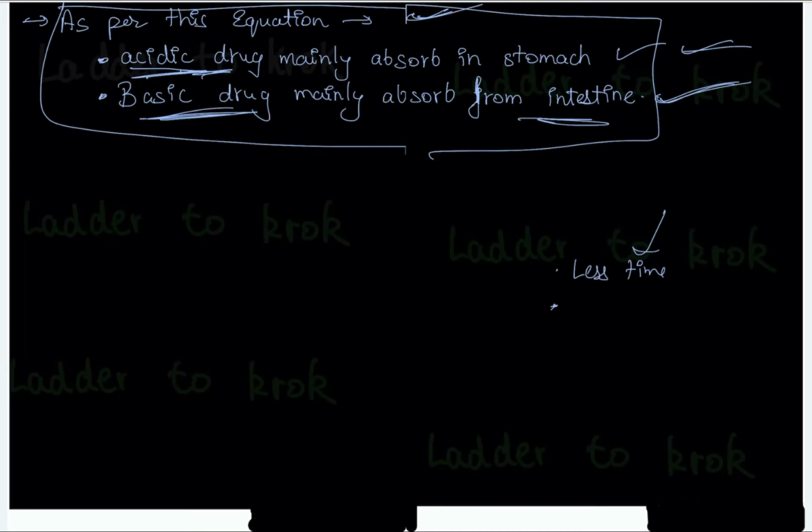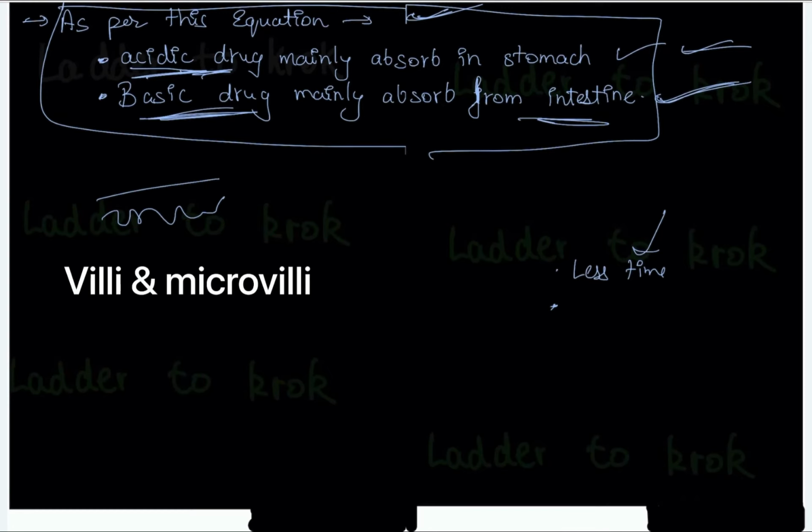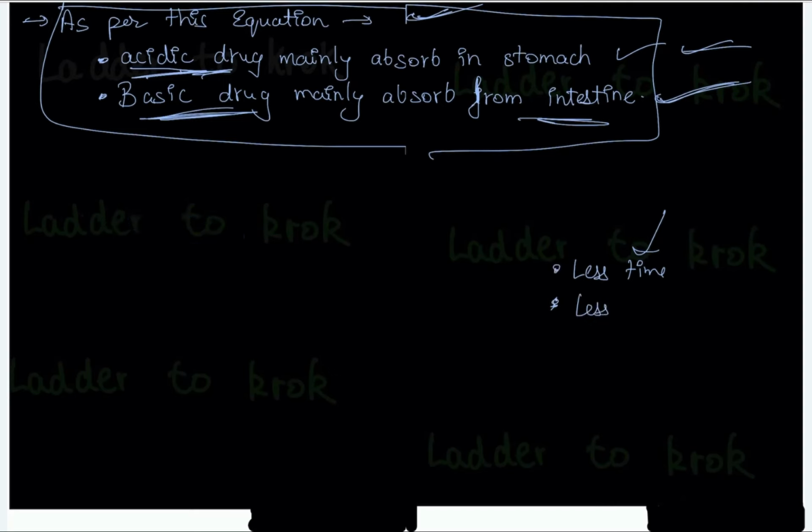Okay, as you study, in our small intestine we have folds like this, we call them villi. Why are these villi present? To increase the surface area so that things get absorbed. Okay, so in the stomach we get less time and less surface area to absorb anything.